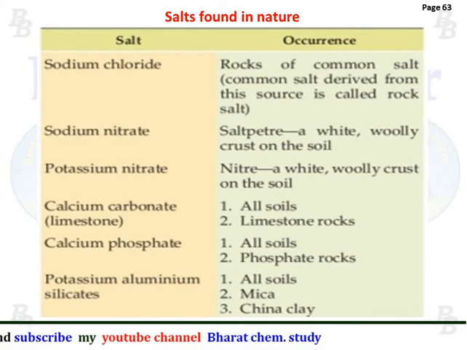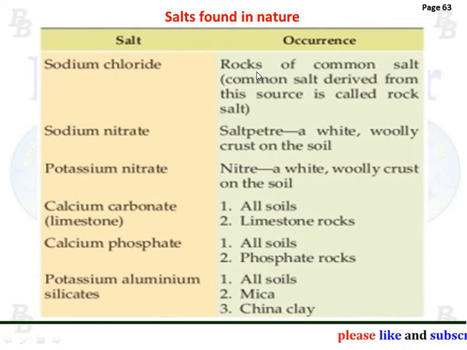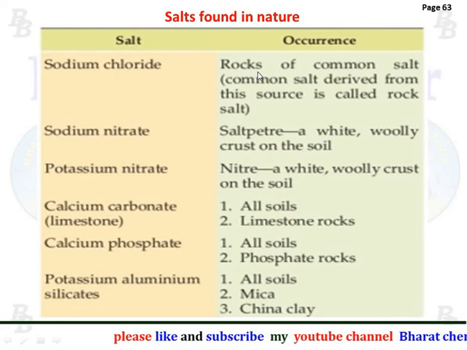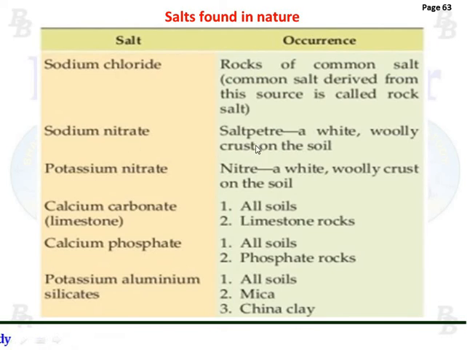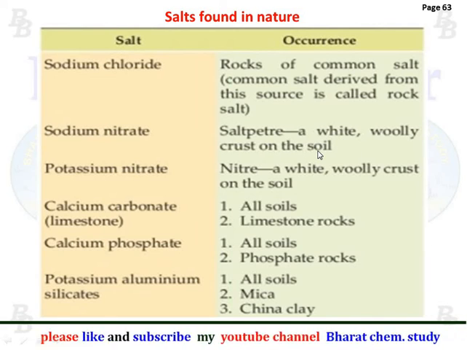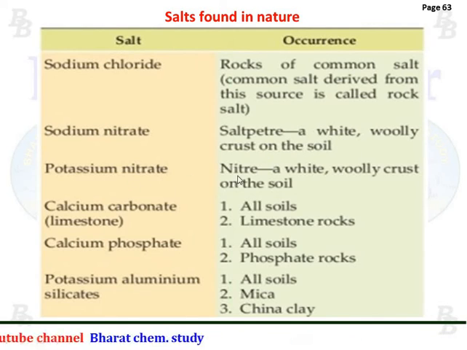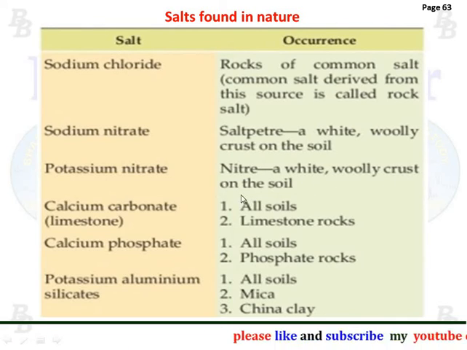Let's study them one by one. Sodium chloride salt first. It's a rock salt because it is generally obtained from rocks. Sodium nitrate, saltpeter, a white woolly crust in the soil from which it is obtained. Potassium nitrate is also called niter. It's a white woolly crust on the soil.